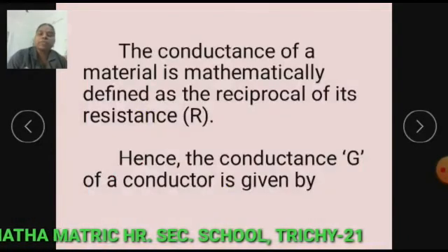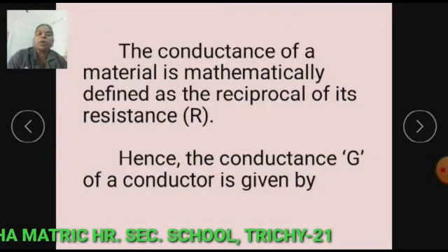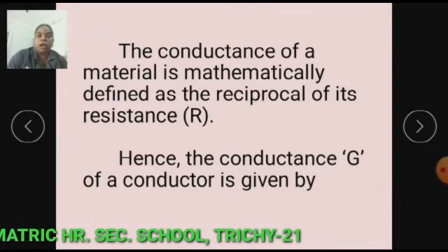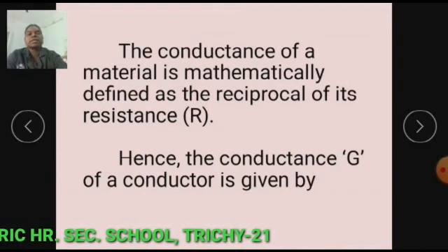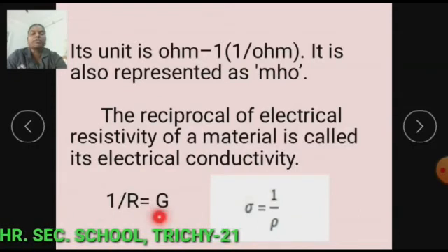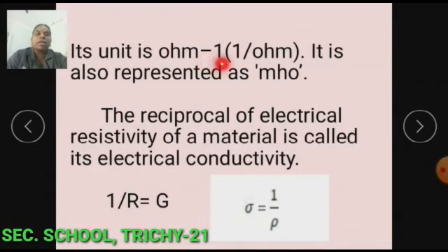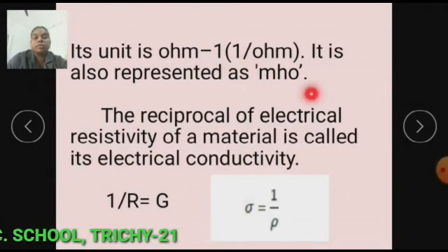The conductance of a material is mathematically defined as the reciprocal of its resistance R. So, G equals 1 by R. Hence, the conductance G of a conductor is given by G equals 1 by R. Its unit is ohm inverse, that means 1 by ohm. It is also represented as mho.